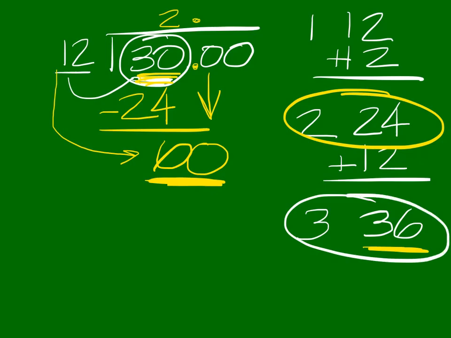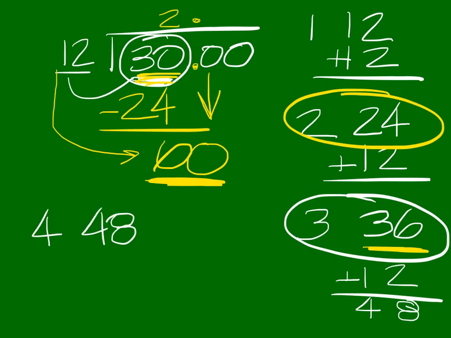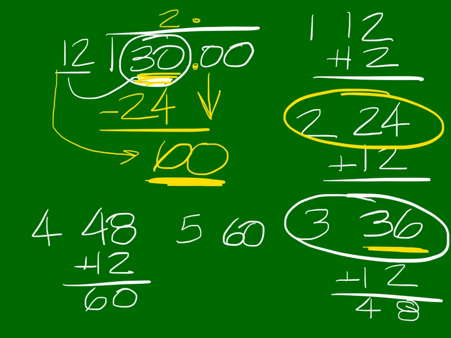Remember, we left off at 3. 3 12s is 36. So if I wanted another 12 in there to come up with 4, 36 plus 12 is 48. If I add another 12 to that, I get 60, and that means 5 12s would be 60. And when I subtract that, there's nothing left over. So my answer would be 2.5. 30 divided by 12 is 2.5.